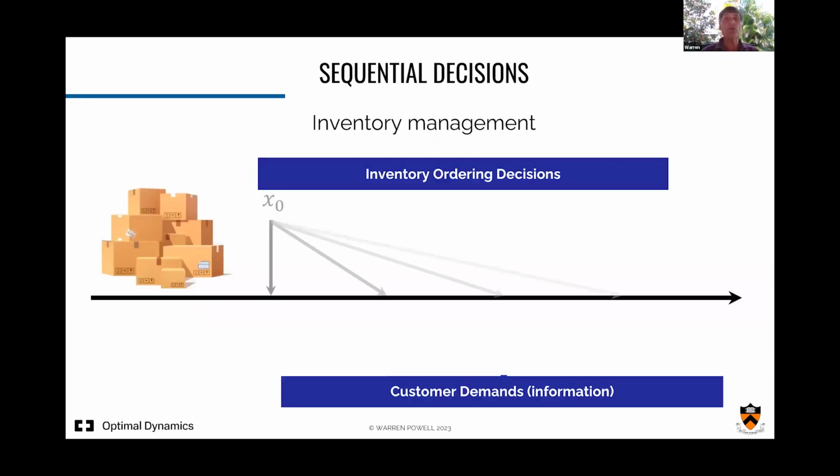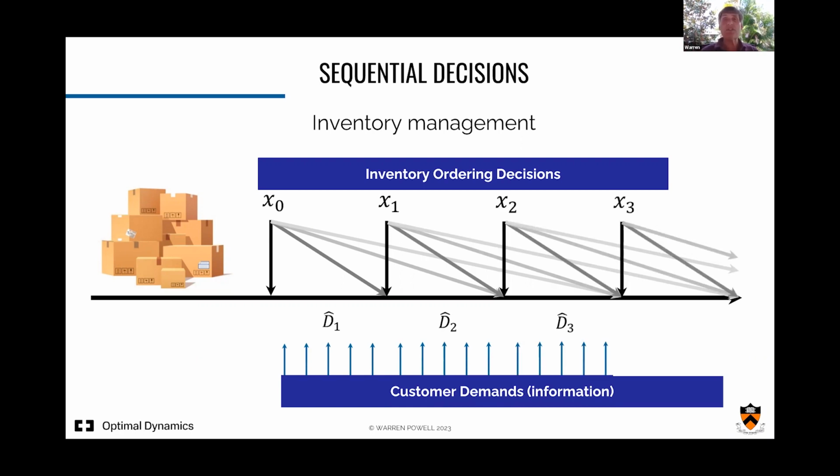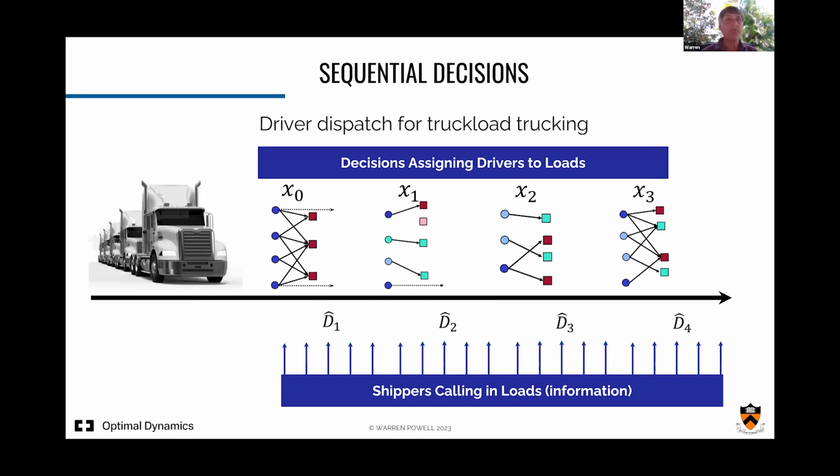So for example, inventory management. I make a decision to order inventory, which could arrive right away from an Amazon warehouse, or it might arrive weeks or months in the future. Then I observe the demands for that product. Then I make more inventory ordering decisions. I see more demands, and so on and so forth. So these are fully sequential decision problems.